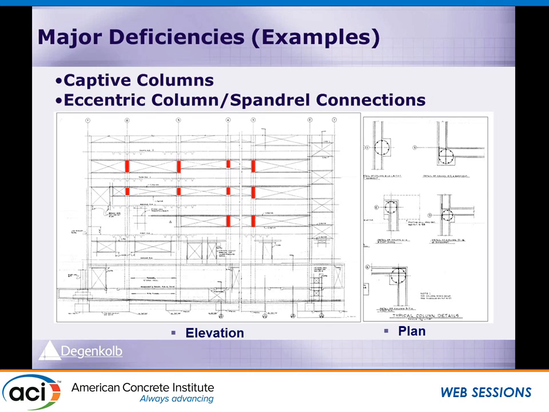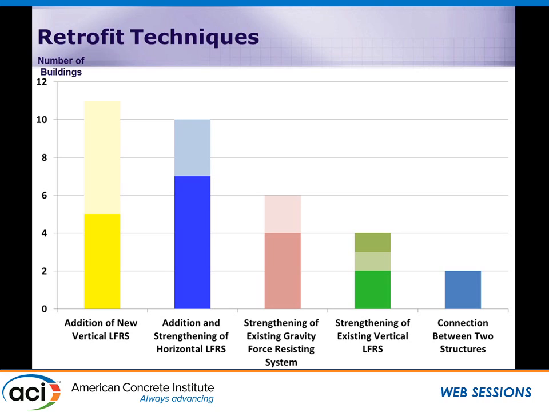Now I'm going to talk, based on the deficiencies we found in this evaluation phase, a little bit about retrofit techniques. The retrofit techniques we use are adding a new vertical lateral force resisting system, which is shear walls or steel braces in our C building, and the strengthening of the horizontal lateral force resisting system, which is the diaphragm.